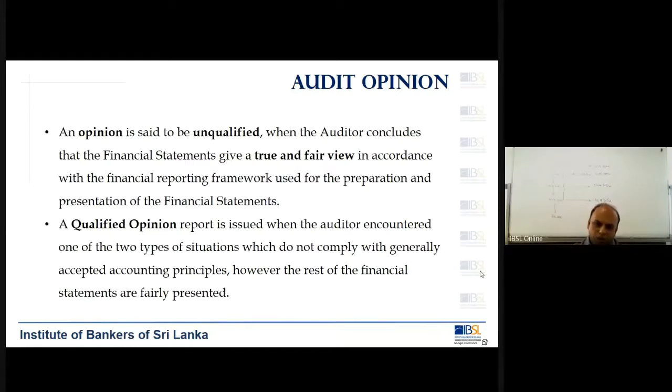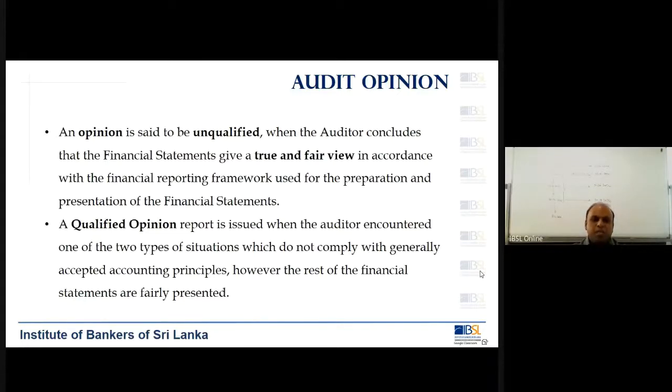If they don't get through, they are unqualified. But when it comes to audit opinion, when everything is perfect, we say that is an unqualified opinion. If you have problems, then it is a qualified opinion. This difference has to be clearly understood. So let's go through it.